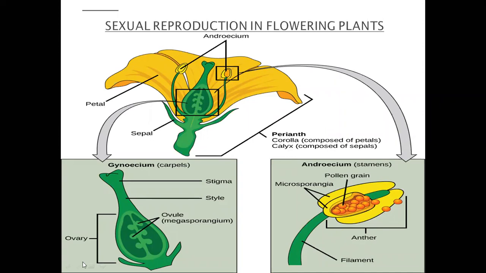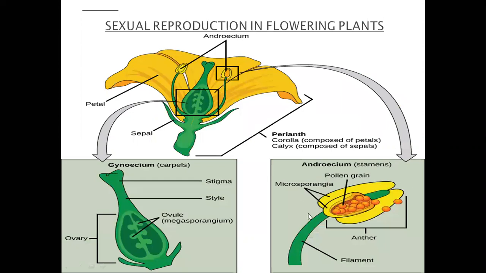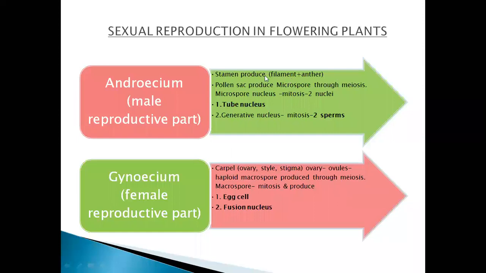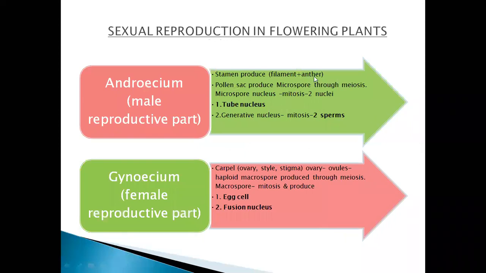Okay, now I'm starting the next part. If these diagrams are clear to you, you can understand the next part very easily. Let me explain the androecium, the male reproductive part, right? This is the androecium, the male reproductive part. I'm going to describe its anatomy. It has the stamen, which has filament and anther. Is it so? This stamen has the anther and filament. I mentioned the same thing, filament and anther.